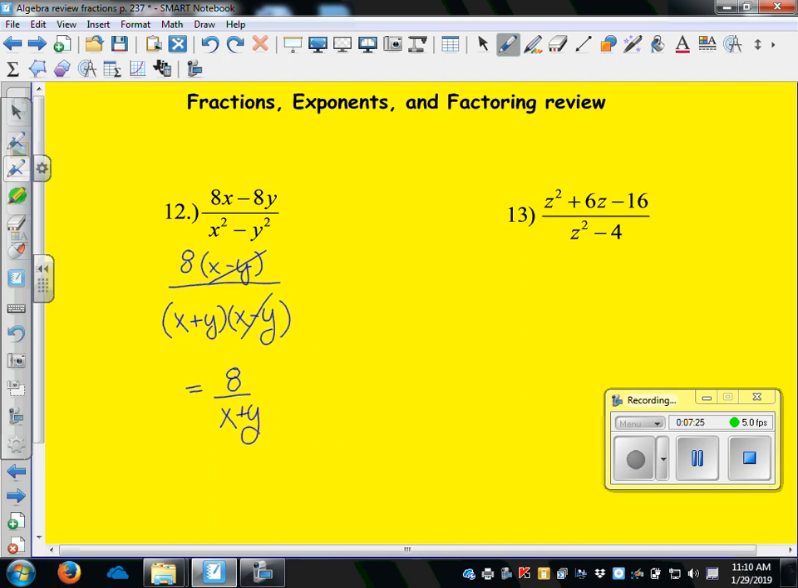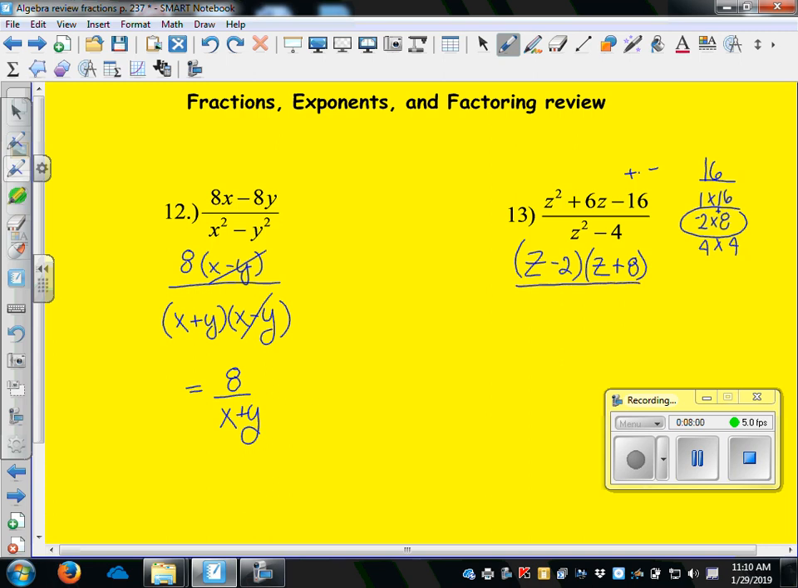All right, number 13, factoring. So 13, I'm looking for factors that make negative 16, made from a positive times a negative. And if I look at my factor pairs of 16, I have 1 times 16, and 2 times 8, and 4 times 4. The only way I'm going to get a 6 is using a 2 and an 8. And I need a positive 6, so I'm going to need a positive 8 and a negative 2. So I have z minus 2 times z plus 8.